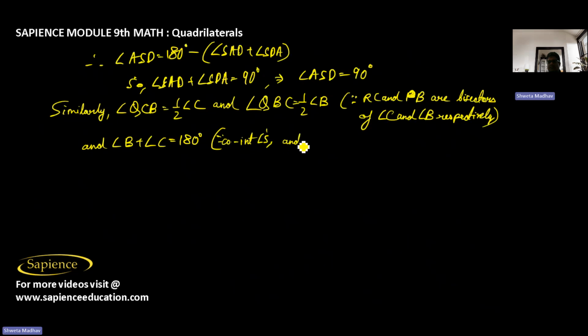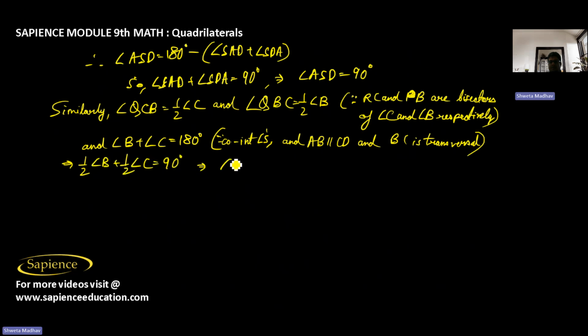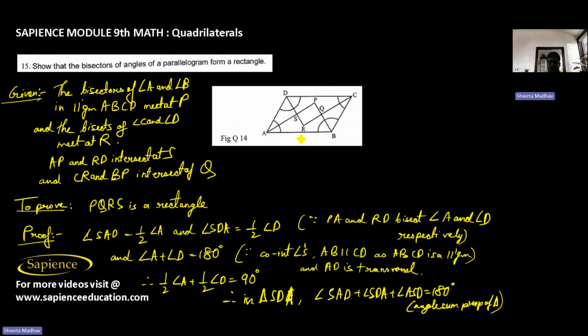And obviously AB is parallel to CD, and BC is the transversal. So therefore, we can say that half of angle B plus half of angle C is equal to 90 degrees, which means angle QBC plus angle QCB is equal to 90 degrees.